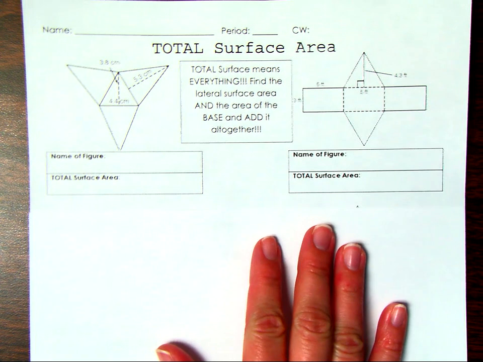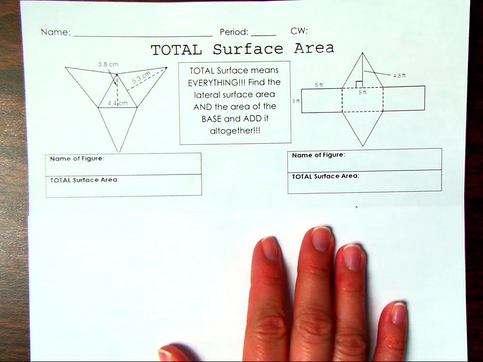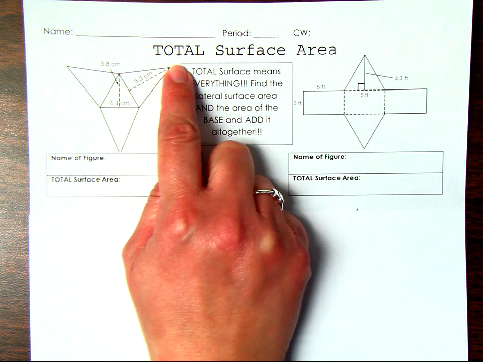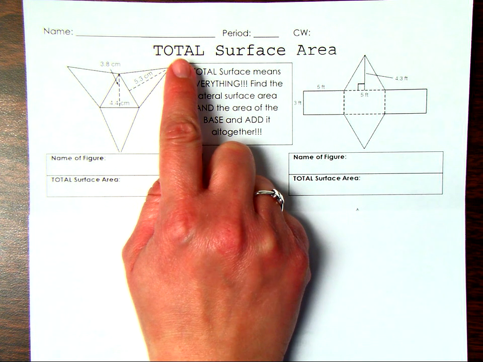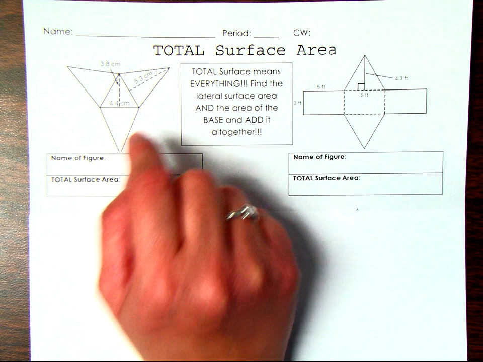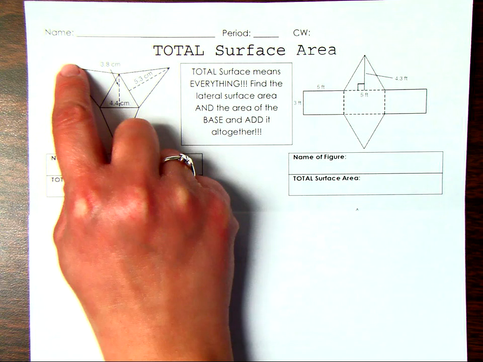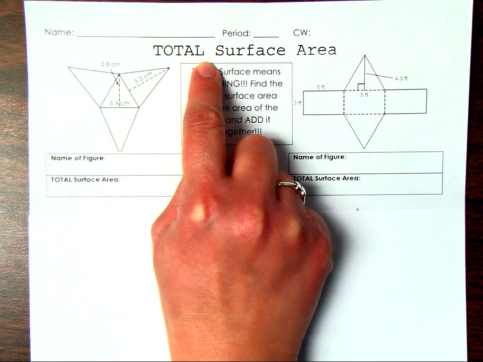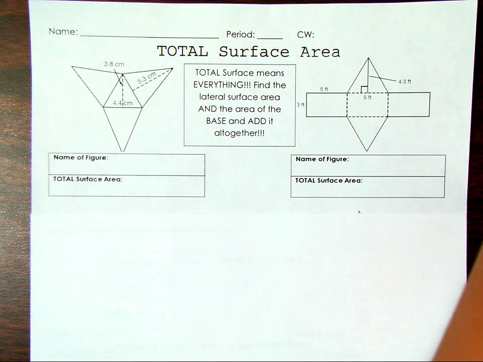All right, today we're going to look at a couple of examples for total surface area. So total is exactly what it means. It means everything. So the past couple lessons we've been talking about lateral surface area, which were just the faces. So total surface area is everything that you see. So the lateral faces and the base.